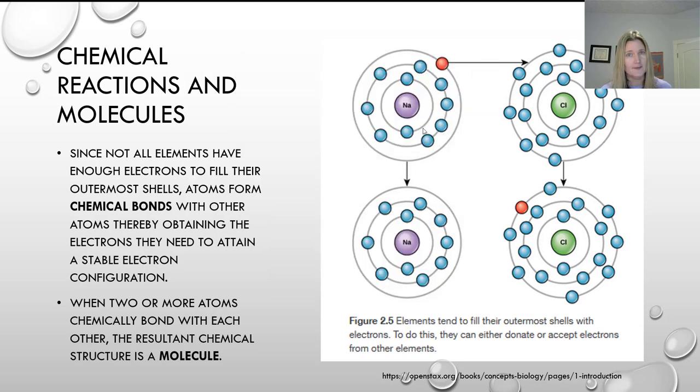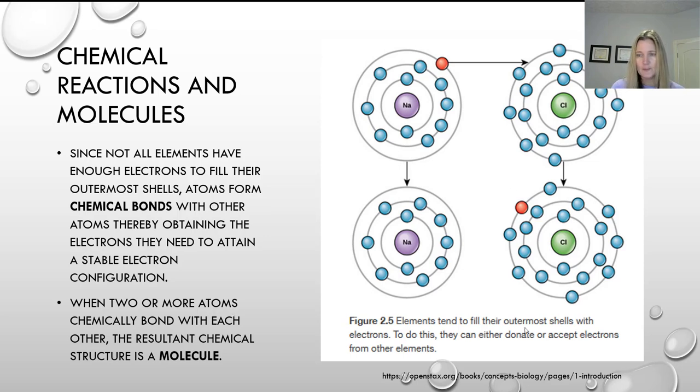So hey, sodium wants to get rid of an electron. Maybe it can get together with chlorine that wants to gain that electron. And so when we see this happening, you can see this transfer of electrons, okay? So they're going to form a chemical bond where sodium got rid of its electron and chlorine gained that electron. Since not all elements have enough electrons to fill their outermost shell, they're going to form a chemical bond. That way they can stabilize or reach that stable outermost shell.